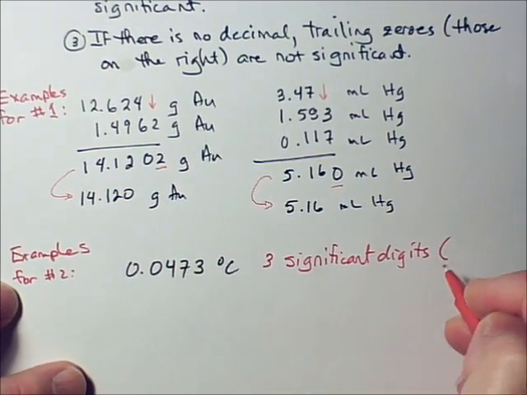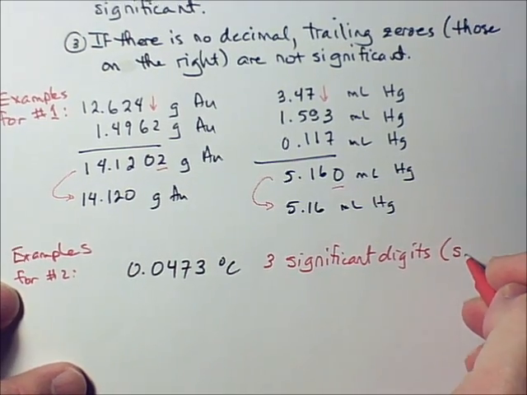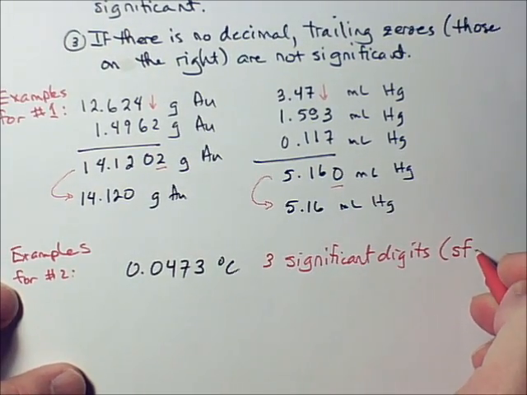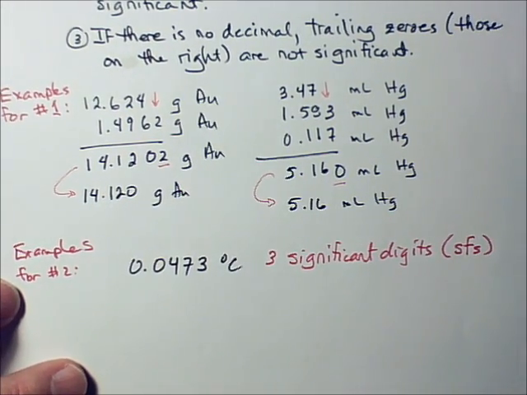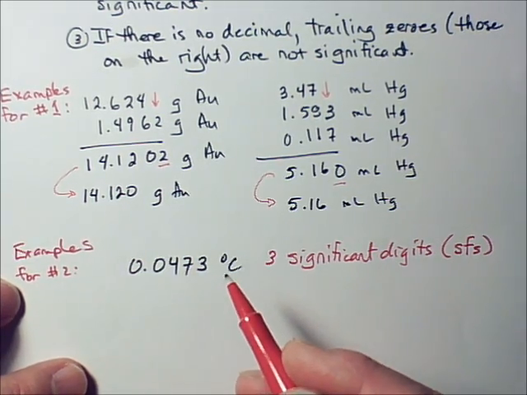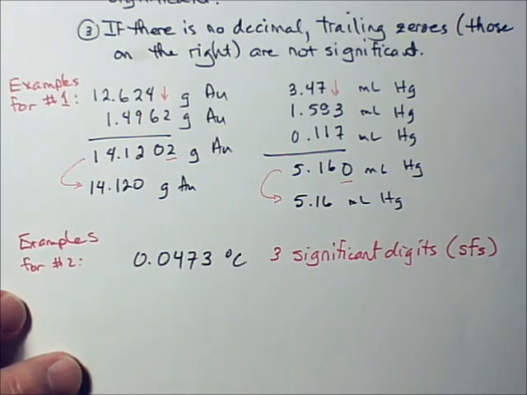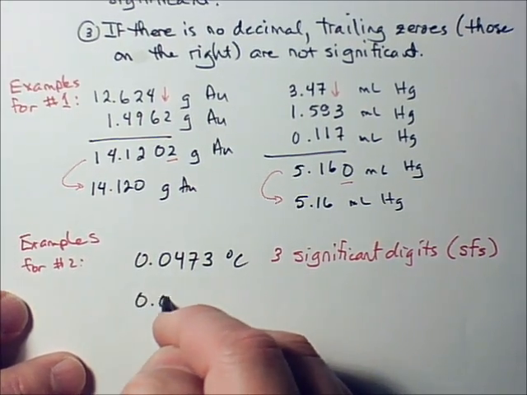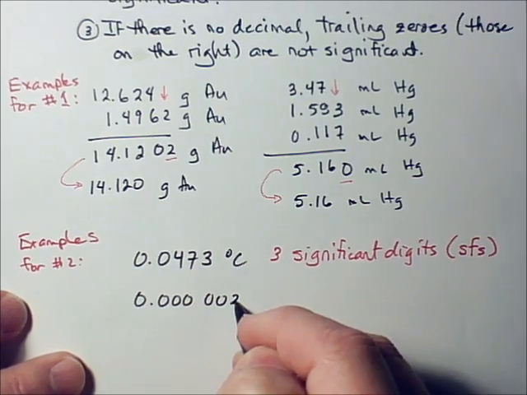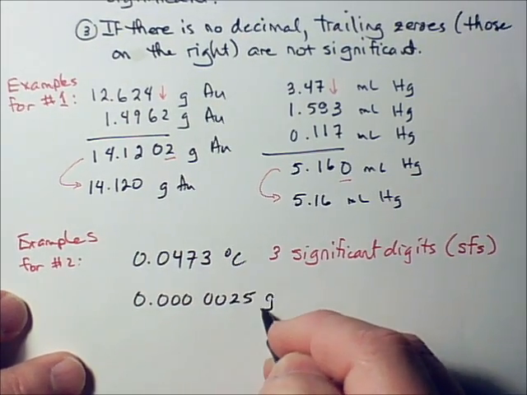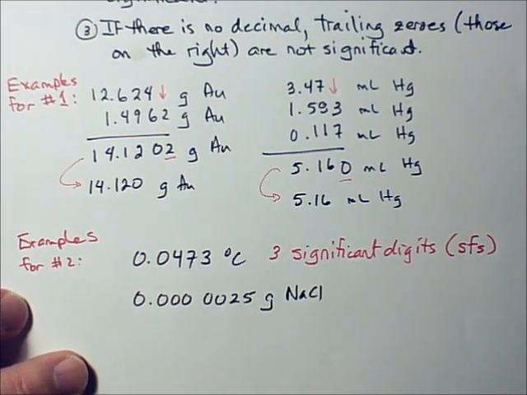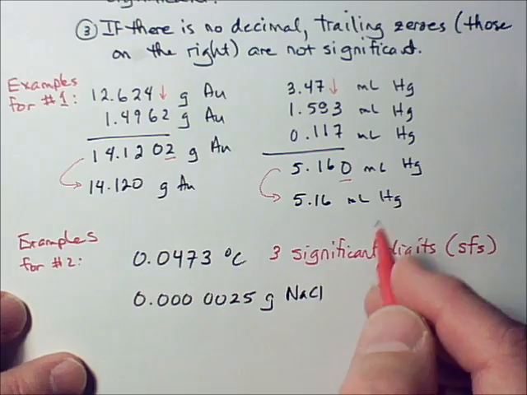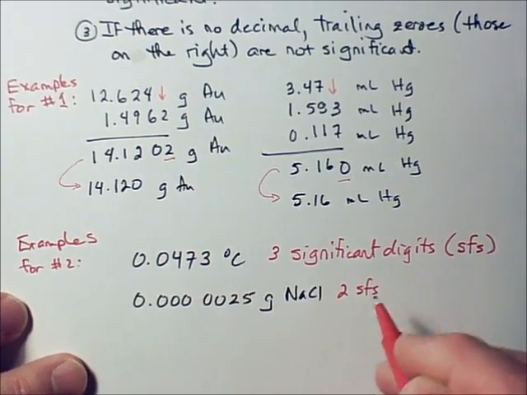Now I'm going to use the shorthand SF. SFs in plural is for significant figures. Sometimes you use the word significant digits, sometimes significant figures. It kind of means the same thing, okay? And if I have this, how many significant digits in this number? Just 2, right? All right, does that make sense?